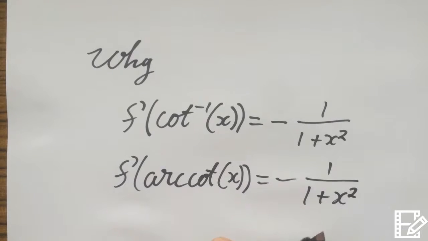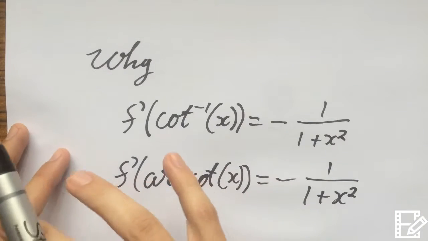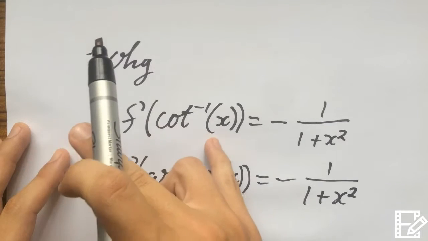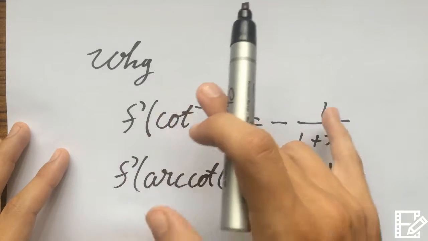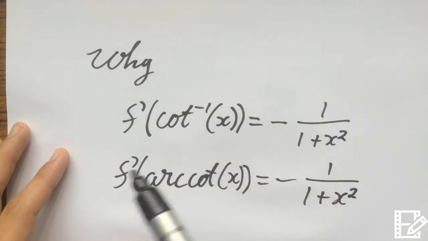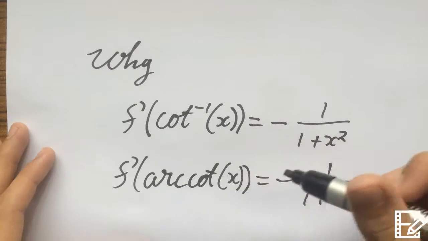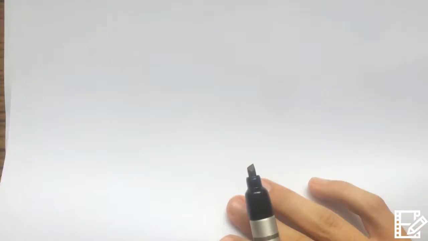Back to another one of my videos in my proof series where I talk about why certain things happen in mathematics. Right now we're focusing on why the derivative of the inverse of cotangent of x, or arc cotangent of x, equals negative 1 over 1 plus x squared. These are the same thing, they're just written differently, and I thought I'd cover both. Okay? So now we're going to start.